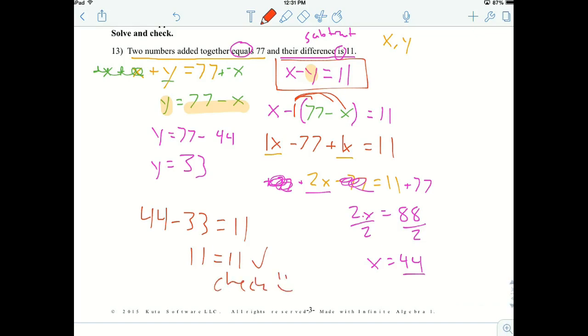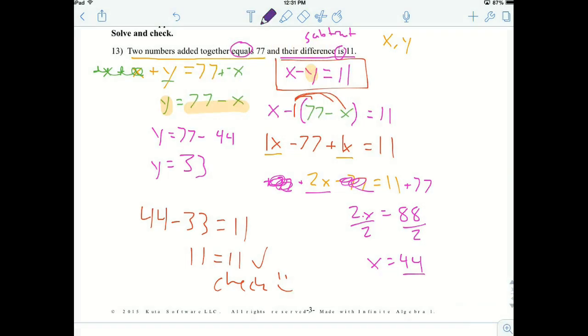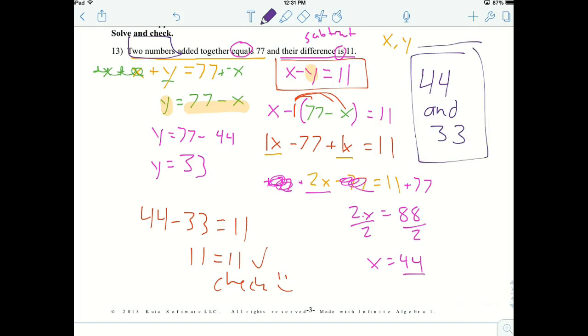The only part that we want to add to this, now that we've gotten these answers, is we don't want to just write this as a coordinate. We want to look at what the question actually wanted. And the original question says that we need to find two numbers that add together equal to 77 and subtracted are 11. And those two numbers are going to be what we got for one of them, 44, and what we got for the other, 33. So our answer, the one that we really care about, is what are the two numbers that make this true? So it's kind of like a little puzzle.